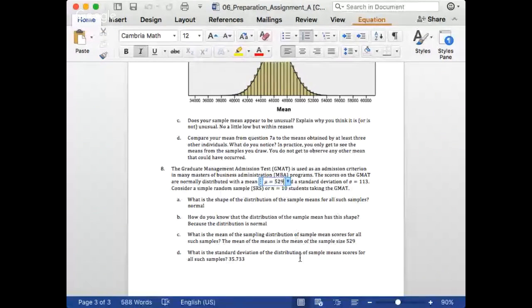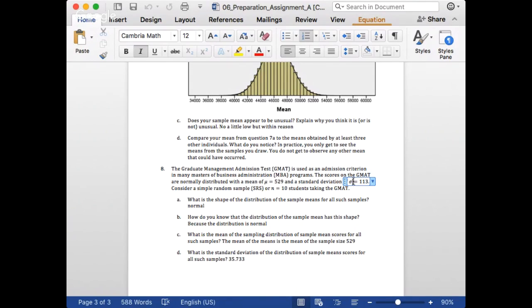What is the standard deviation of the distribution of scores for all such samples? This is where you use the formula to get the standard deviation. Let me see if I can pull up the formula. The standard deviation over the square root of n. Yeah, that's right. I did this yesterday. I've been doing other stuff since then. So you're good.